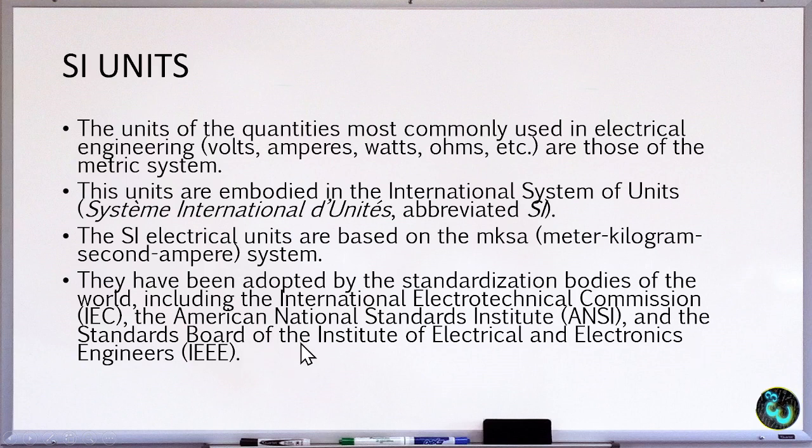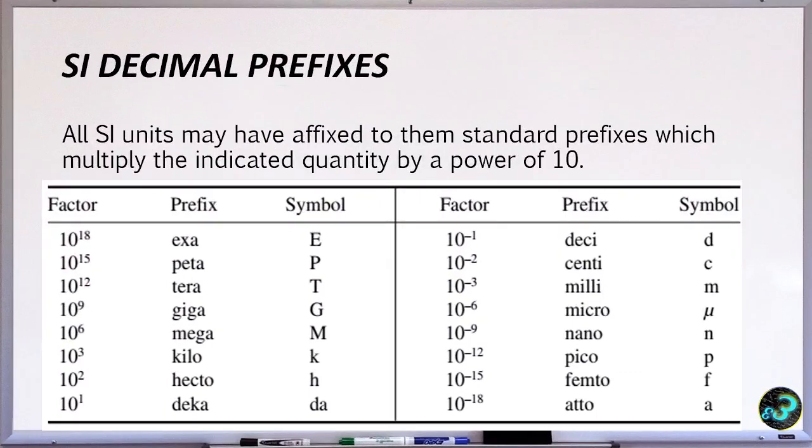And the Standards Board of the Institute of Electrical and Electronics Engineers, or the IEEE. The IEEE is usually the standard body for electrical engineering that releases different publications, which is also one of the references of our Philippine Electrical Code. Okay, so because we are using SI, we also have the SI decimal prefixes, no. These prefixes are of the power of 10, no?